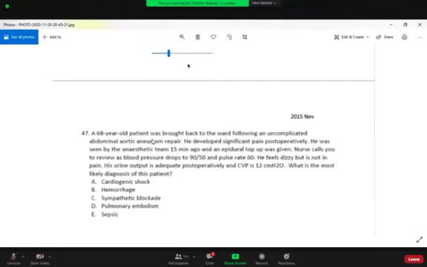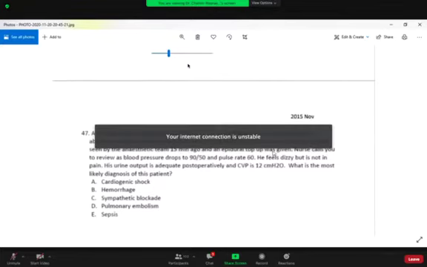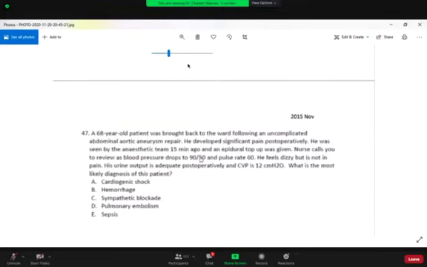A 68-year-old patient was brought back to the ward following an uncomplicated abdominal aortic aneurysm repair. He developed significant pain post-op. He was seen by the anesthetic team 15 minutes ago and an epidural top-up was given. The nurse calls you to review as blood pressure is 90/50 and pulse rate 60. He feels dizzy but is not in pain. What is the most likely diagnosis of this patient?